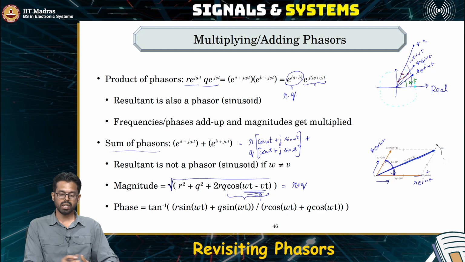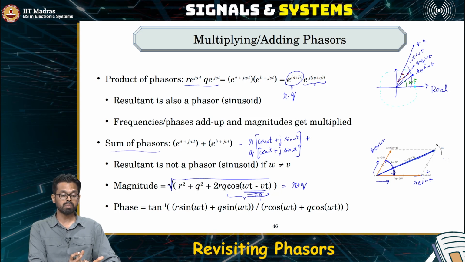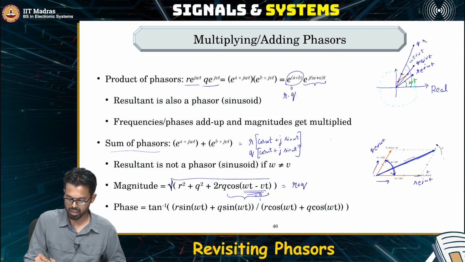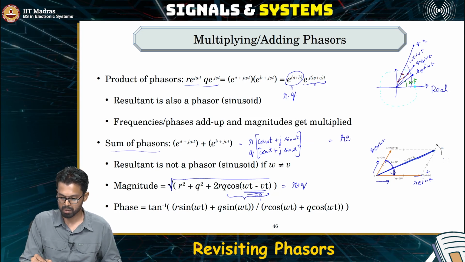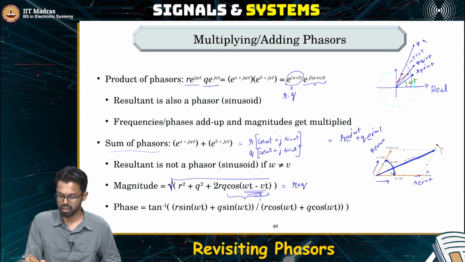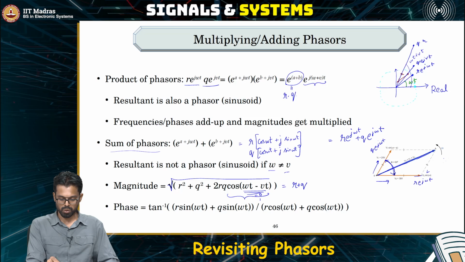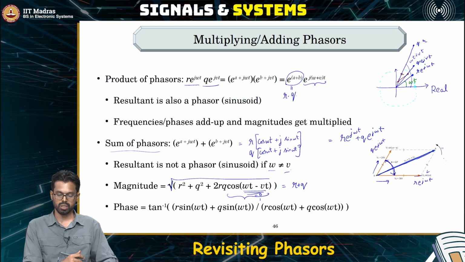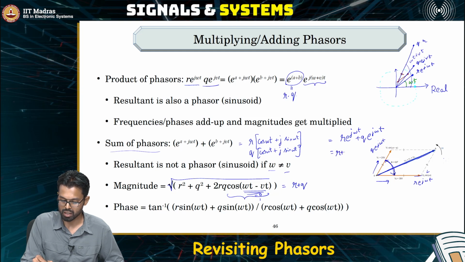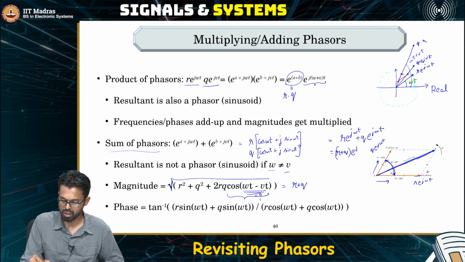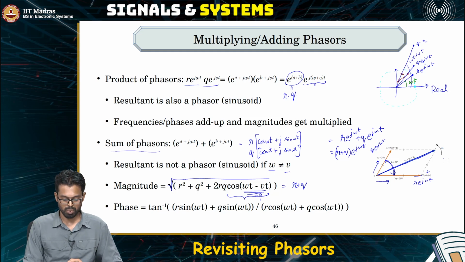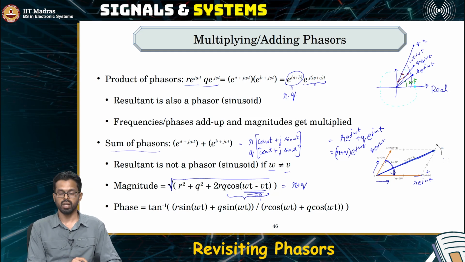So the magnitudes get added up if they are of the same frequency, right? In other words, what we are saying is it's just r e power j omega t plus q e power j omega t. So if w is equal to v, which means it's the same frequency and same phase, it's just as good as saying r plus q e power j omega t. Right.